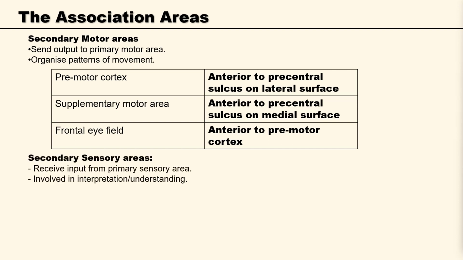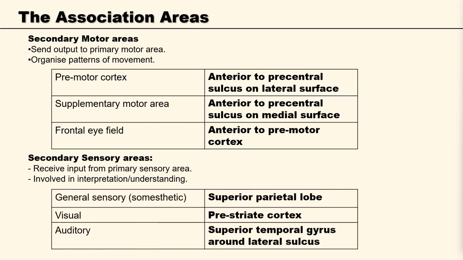The secondary sensory areas receive input from primary sensory areas and are involved in interpreting and understanding information. General sensory areas are in the superior parietal lobe. The visual association areas are in the pre-striate cortex, and the auditory association areas are located within the superior temporal gyrus around the lateral sulcus.